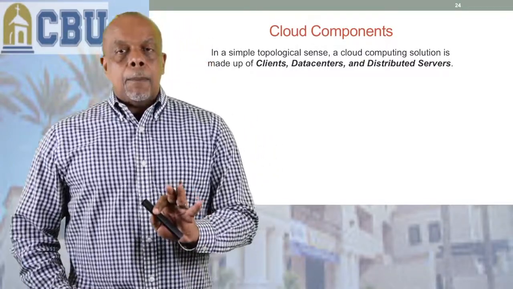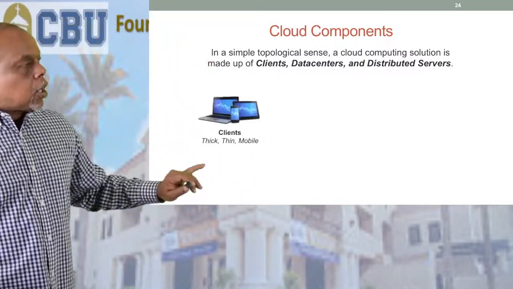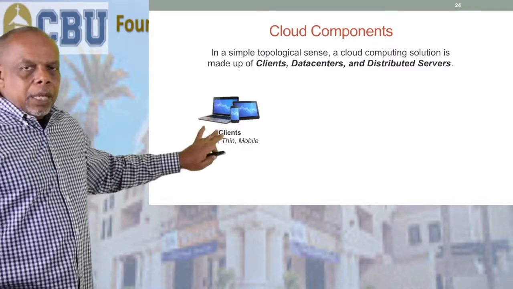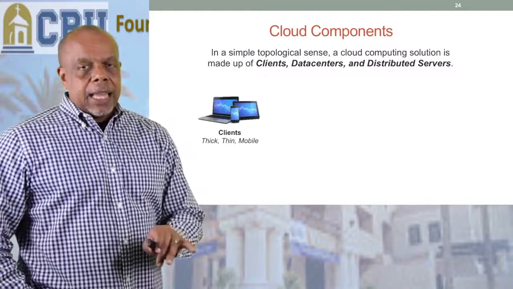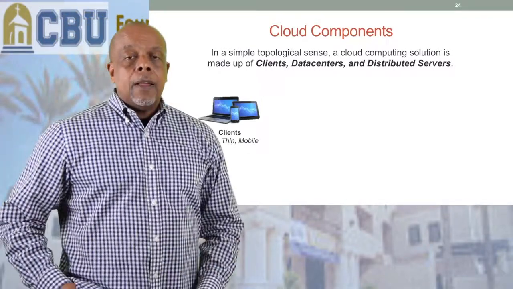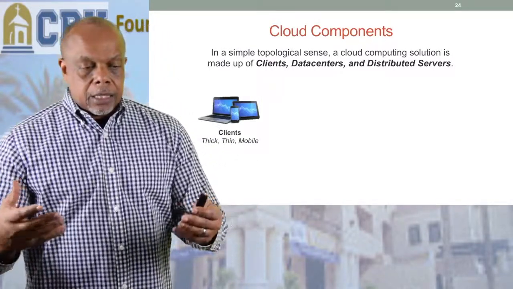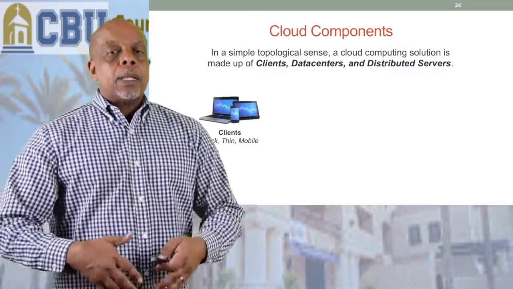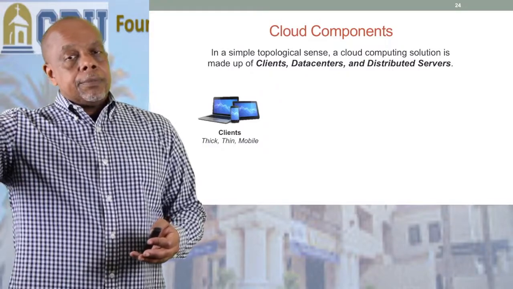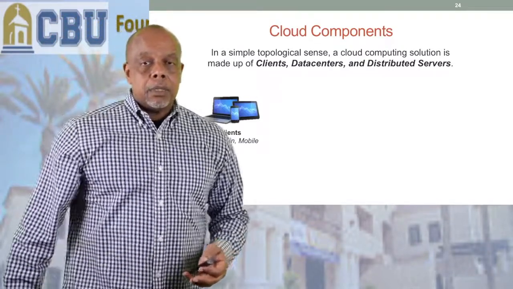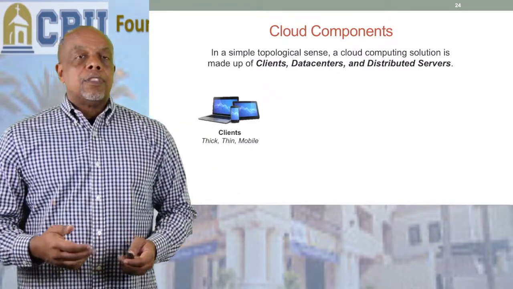So now let's look at some of the components of a cloud. It starts with clients at the beginning of the process. Different types of clients: thick client, thin client, mobile client. A thick client is a computer that has its own operating system, hardware, and software, but it can still connect to the internet and get to the cloud. Like my Mac sitting here, the iMac. That is a thick client.